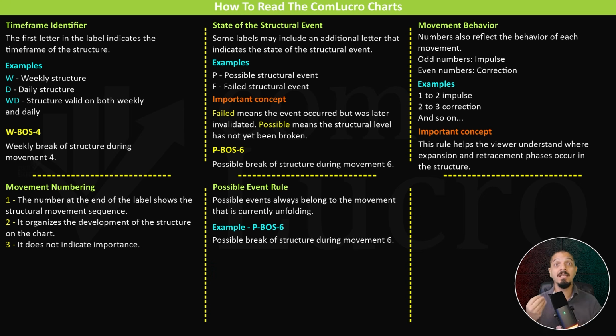Before we begin the chart study, a quick note about the annotations you will see on the chart. The letters used in the labels indicate the time frame and the state of the structural event. The letter W refers to the weekly structure, and the letter D refers to the daily structure. You may also see the letter P, which indicates a possible structural event that has not yet been confirmed, and the letter F, which indicates a failed structural event. The numbers that appear in the annotations are simply used to organize the sequence of movements and make it easier to follow the development of the structure on the chart. Feel free to pause the video for a few seconds so you can clearly understand how the labels work before we continue with the chart study.